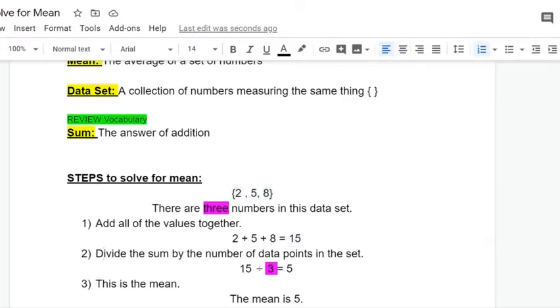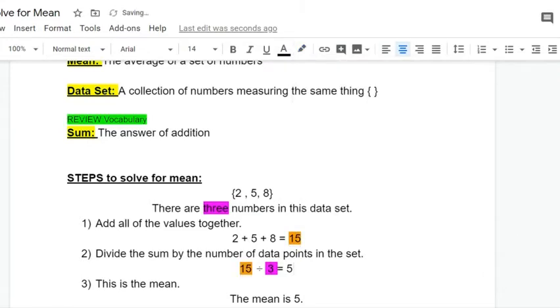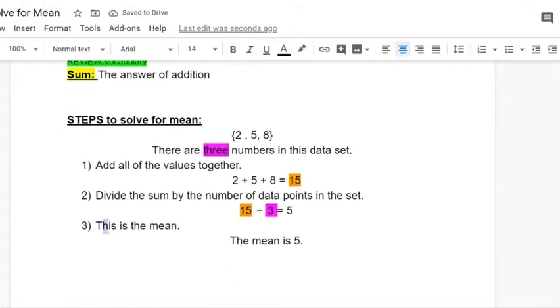My second step is to divide the sum by the number of data points in the set. We already said that there was 3. So I'm going to take 15 and divide it by 3. I'm actually going to highlight this also for you so you can see where I'm getting the numbers. 15 divided by 3 is 5. So that means the mean is equal to 5.